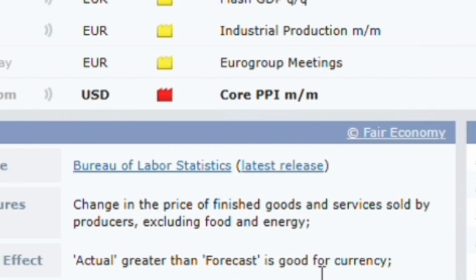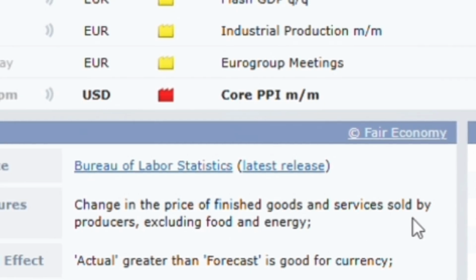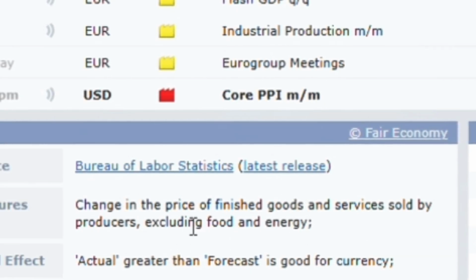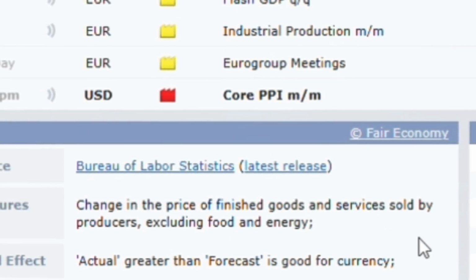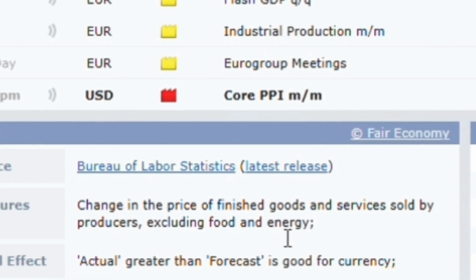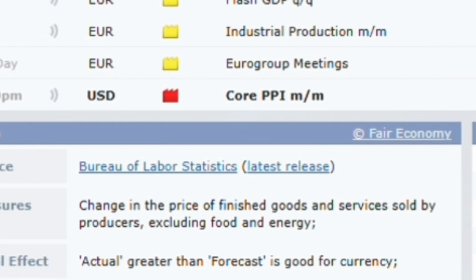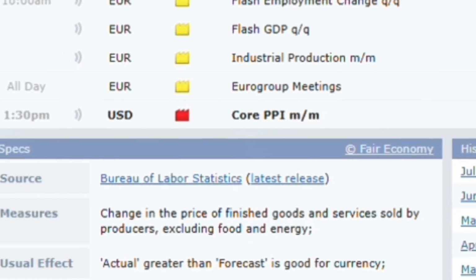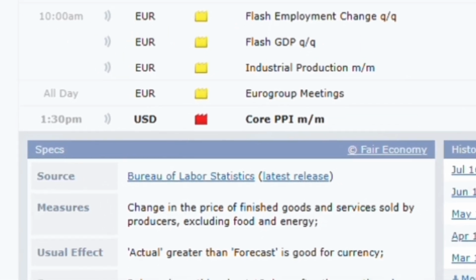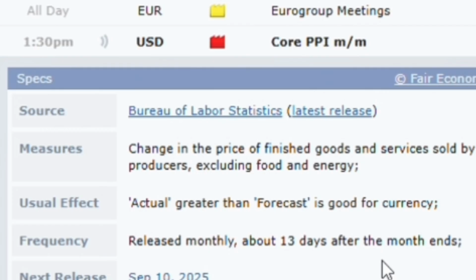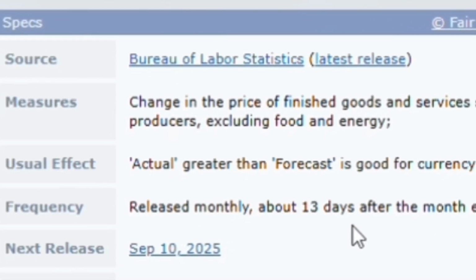If you look at the measures, it is just trying to tell you the meaning of that particular news. This core PPI simply means change in the price of finished goods and services sold by producers, excluding food and energy. Just the news meaning. Now, the frequency is just telling you how often it is released, which is every single month. It's released monthly, about 13 days after the month end.